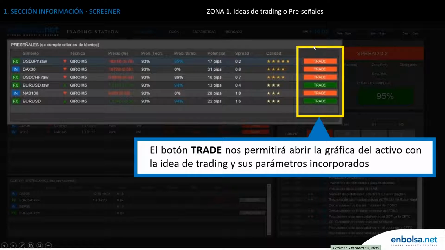We skip the quality column for now and we go straight to the trade column. Here we have a button in color orange for short trades and a green one for bullish trends. If we click on them, we will be able to open a chart to see the trading idea with all its parameters. Before that, a pop-up will show up with the legal disclaimer, where we have to decide whether we accept the legal conditions or not, in order to see the chart and all the indicators and trade possibilities incorporated.